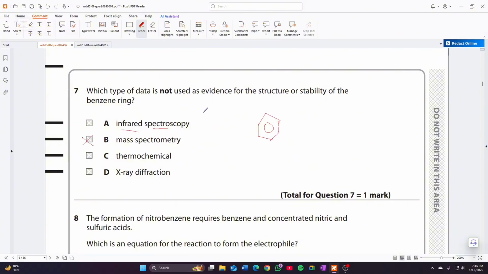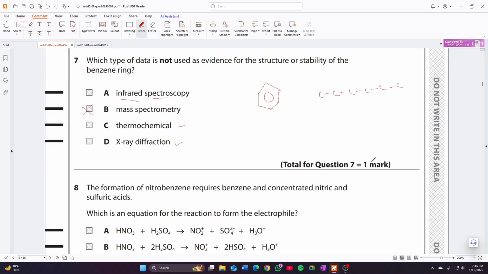This will be our answer because, say, this is a compound with 6 carbon atoms, and then we have an alkane with 6 carbon atoms. For mass spectrometry, both of them will give the same result, so we cannot differentiate between these two using mass spectrometry. For thermochemical data and X-ray diffraction, as you have studied in your books, we can differentiate between these two structures, but only mass spectrometry is not able to.